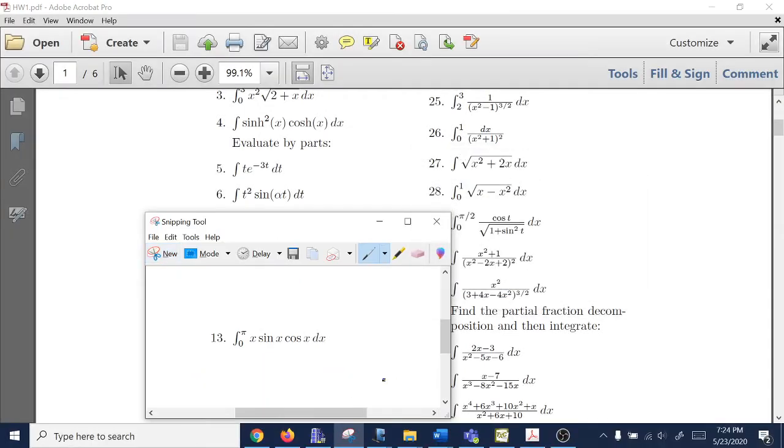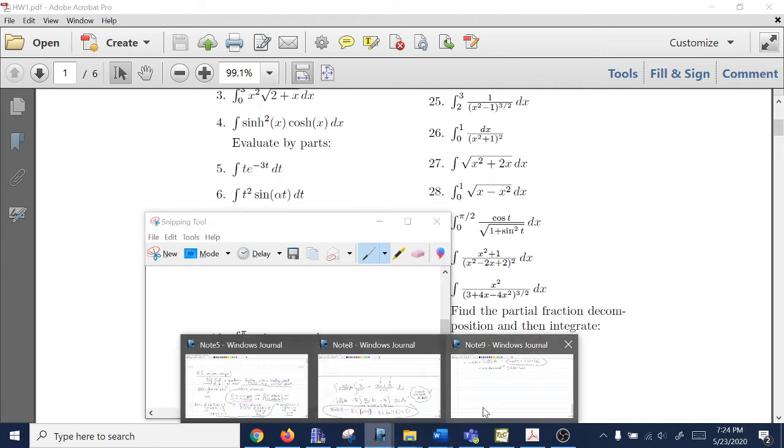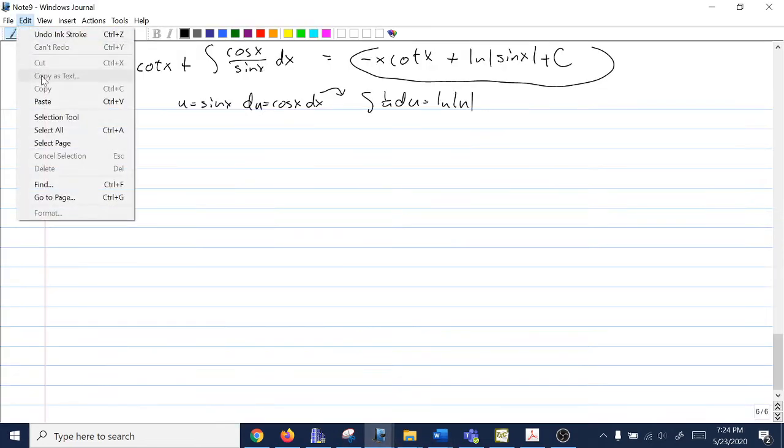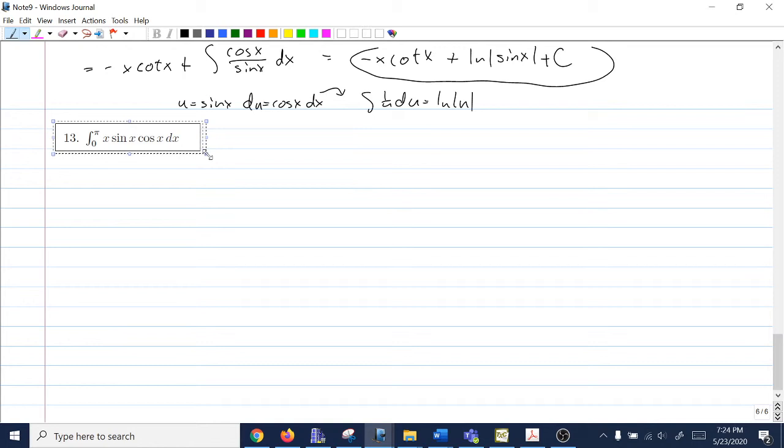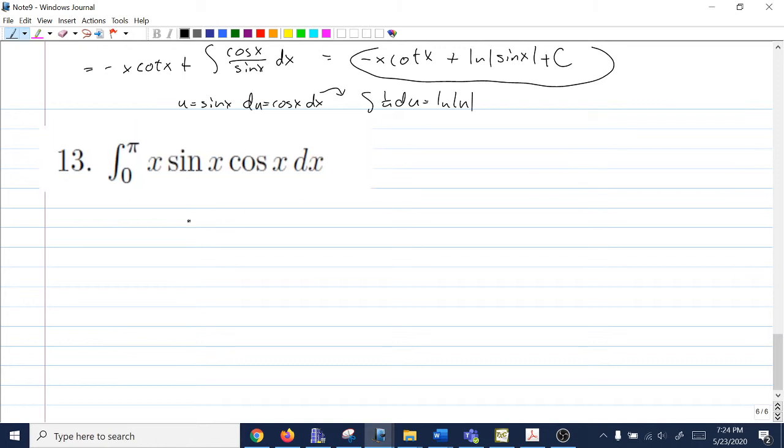The integral from 0 to pi of x sine x cosine x. I can't tell, should I be doing my favorite way to do this problem, or the most standard way to do the problem? I like knowing the fact that sine 2x is 2 sine x cosine x.